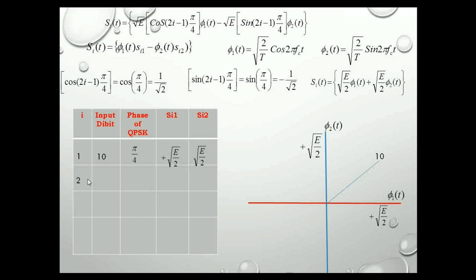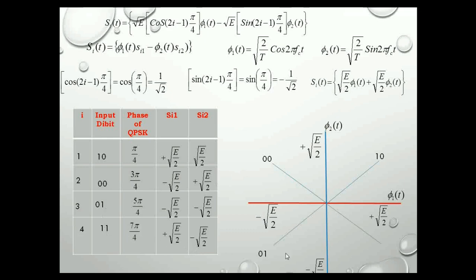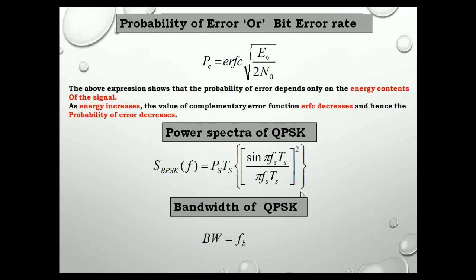Similarly, when i is equal to 2, the dibit will be 0, 0, the phase shift will be 3 pi by 4, s_i1 will be minus square root of E by 2 with respect to psi1, and s_i2 will be plus square root of E by 2 with respect to psi2. So marking the points, we get the value for 0, 0. Similarly, for i equal to 3, we get the point here, and when i is equal to 4, the input dibit will be 1, 1, the phase shift will be 7 pi by 4, and the magnitudes will be plus square root of E by 2 and minus square root of E by 2. So we get the point here. So this gives the constellation diagram.